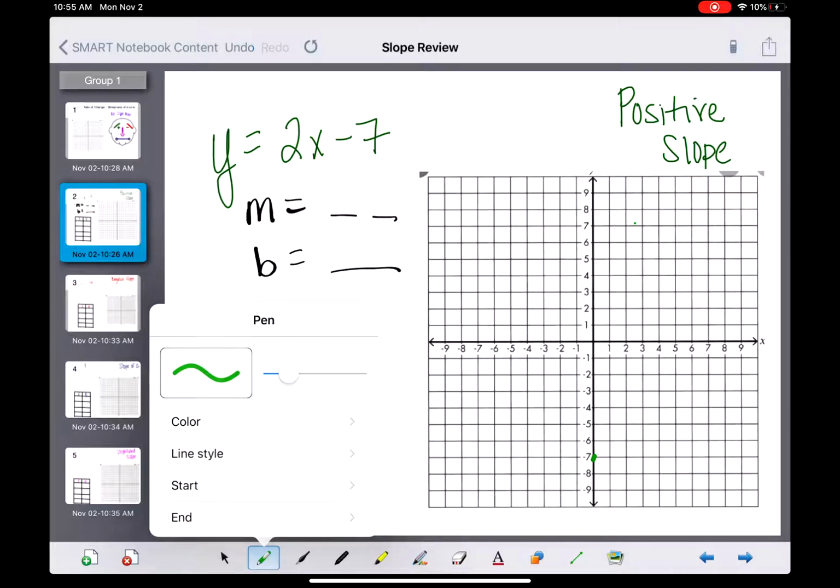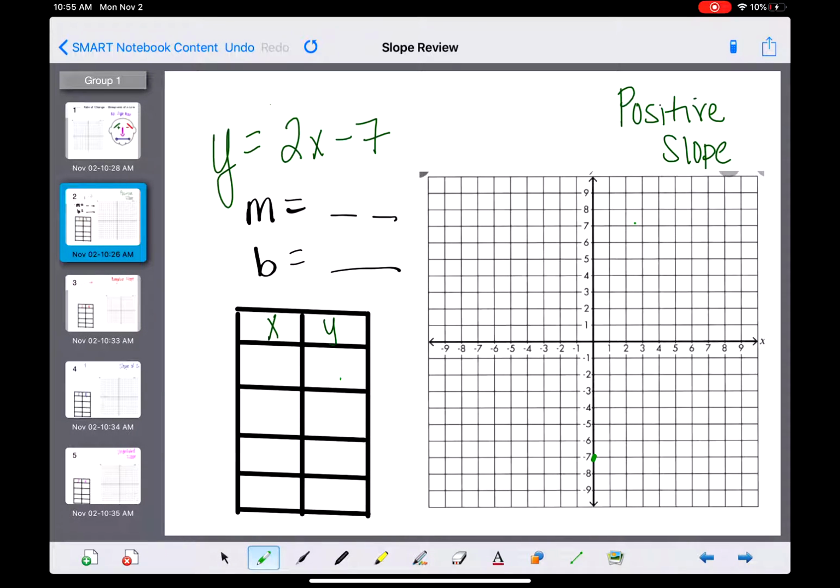We have a line in slope-intercept form. Remember, the slope is located out in front of the x. Our y-intercept is our constant, which is where we're going to cross the y-axis. So my slope is 2. I am going to rewrite that as 2 over 1, so I know exactly how many spaces to rise and how many spaces to run. My y-intercept is -7, making sure I don't forget the negative out in front.